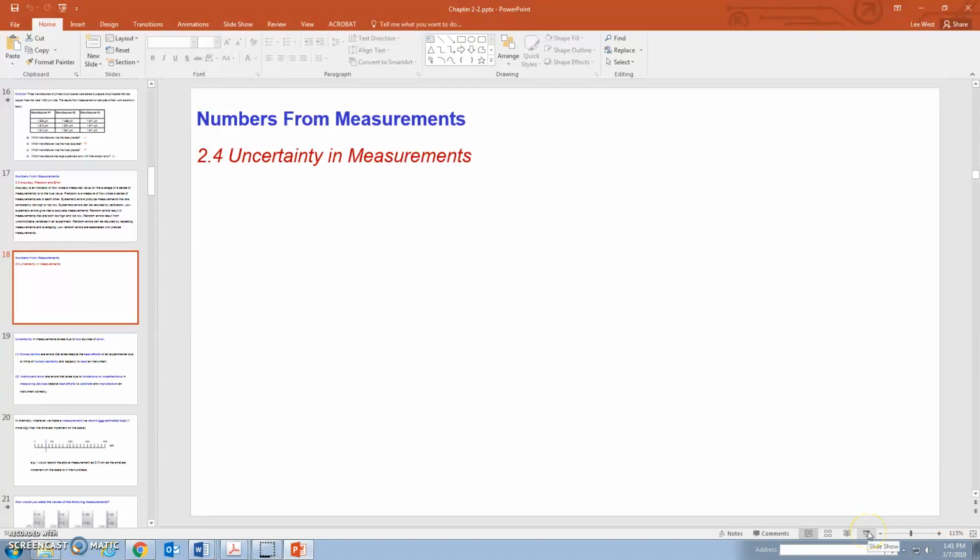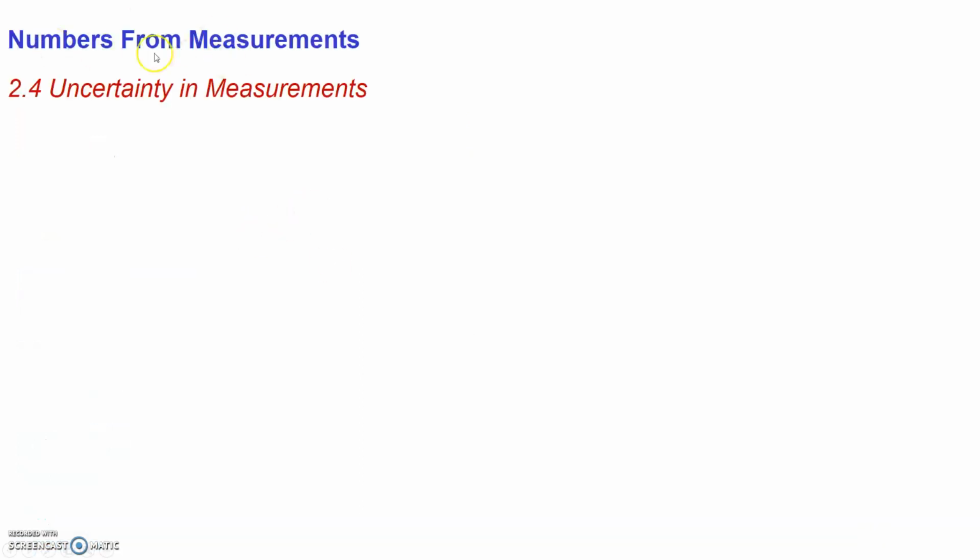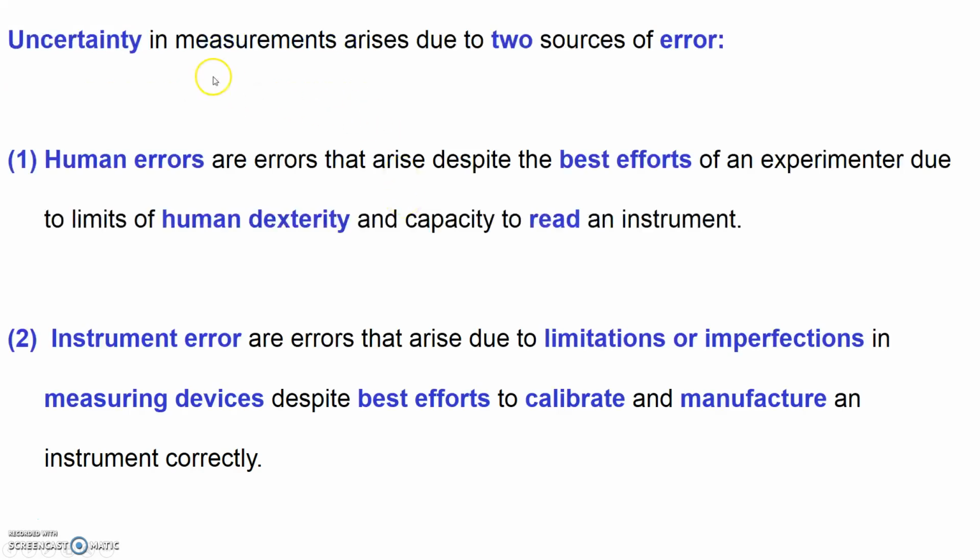Okay, so I'm going to pick up on slide 18 of the Chapter 2 PowerPoint, and we're talking about uncertainty in measurements. Uncertainty in measurements arises due to two sources of error, and it's important that we realize that when we say error, we don't mean mistakes. We mean things that are unavoidable even though we're trying to do our best. The reason that we have uncertain measurements is due to both human errors and what we call instrument errors.